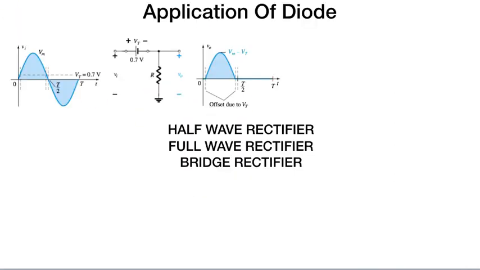Now moving on to the application of the diode. We have talked about the diode a lot and got to know its parameters and characteristics. Now we talk about its application. There are half wave rectifier, full wave rectifier and bridge rectifier. Whenever you find a diode connected with a resistor, it will be a half wave rectifier.